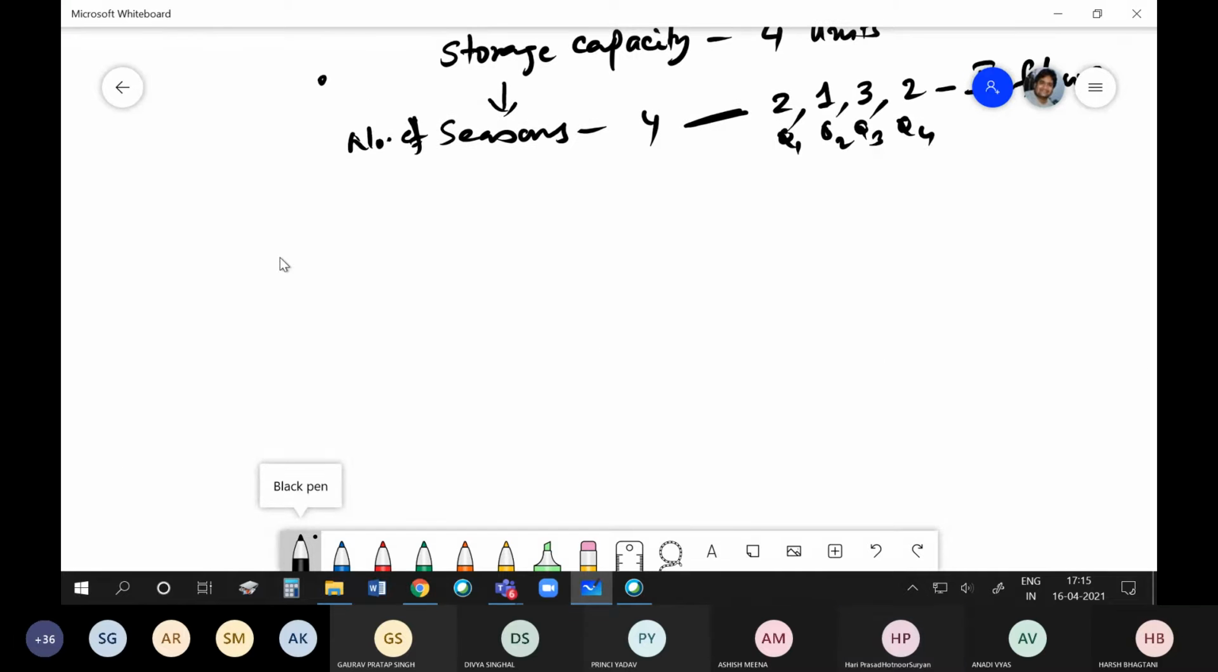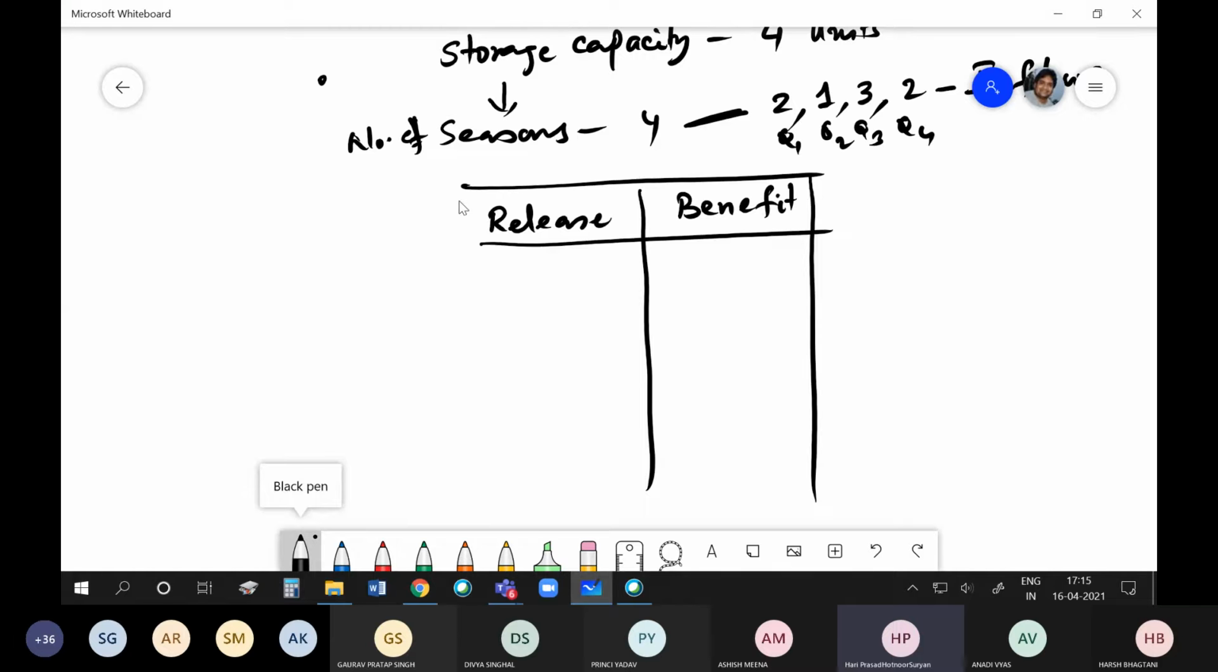The release benefit function is like this: release, and how much benefit we get. For the time being, we consider this release benefit relationship constant for all the seasons. That may vary in real time, but for the sake of discussion we will take it so, otherwise it becomes difficult to write all those things.